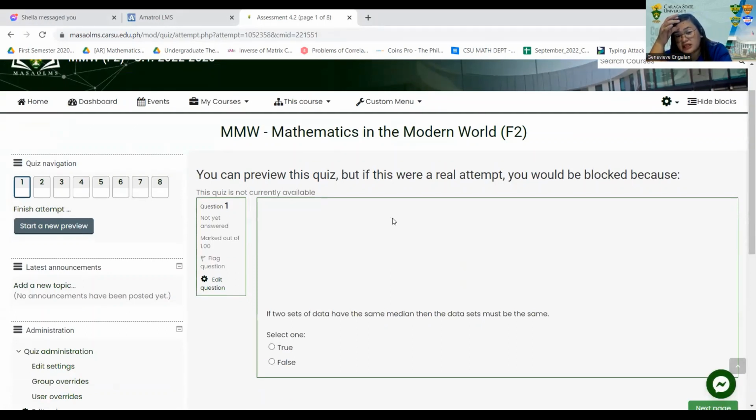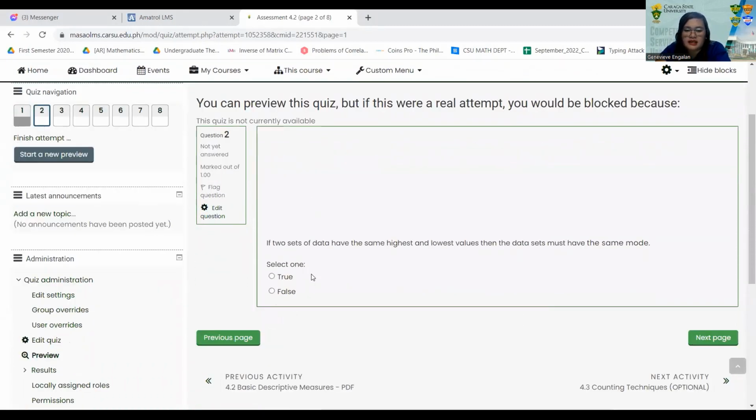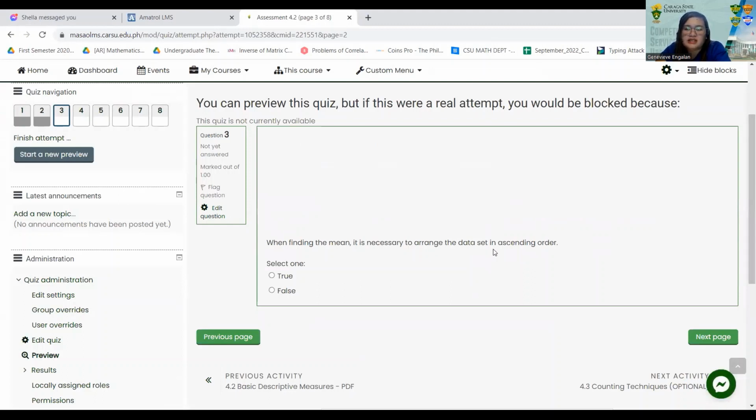Okay, if 2 sets of data have the same median, then the data sets must be the same. True or false? False. The data values can be different and they just have the same median. So that is false. Okay, if 2 sets of data have the same highest and lowest values, then the data sets must have the same mode. False. Okay, this is also false. Okay, when finding the mean, it is necessary to arrange the data set in ascending order. True or false? False. It is needed for the median. Okay, for the median it is needed, no?